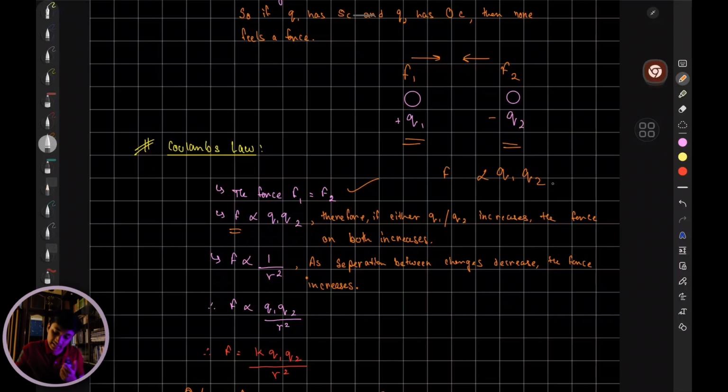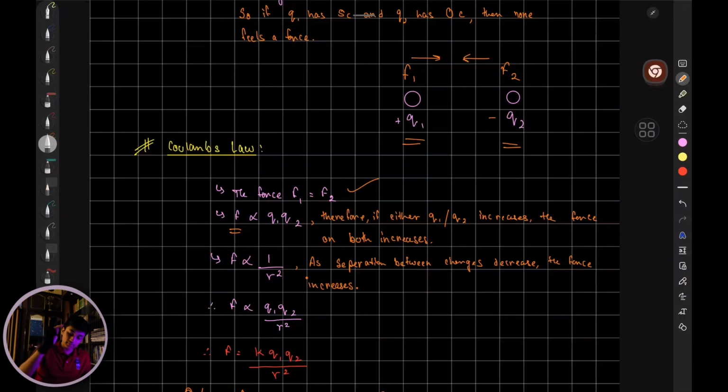So let's assume you keep Q1 the same and you increase the charge on Q2, particle 2. The force is going to increase as well. So now let's forget about Q2 and increase the charge on Q1, particle 1. What's going to happen? The force that both experience is going to increase as well.